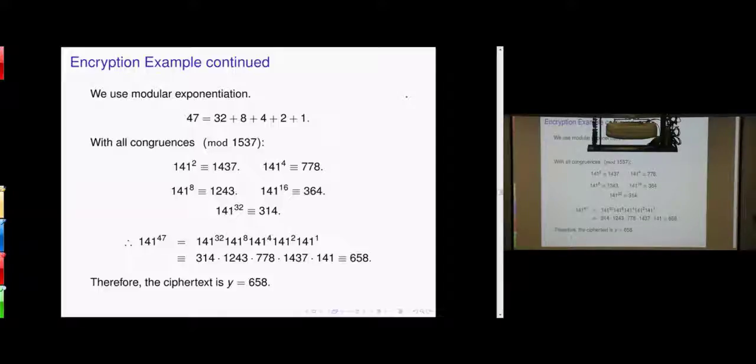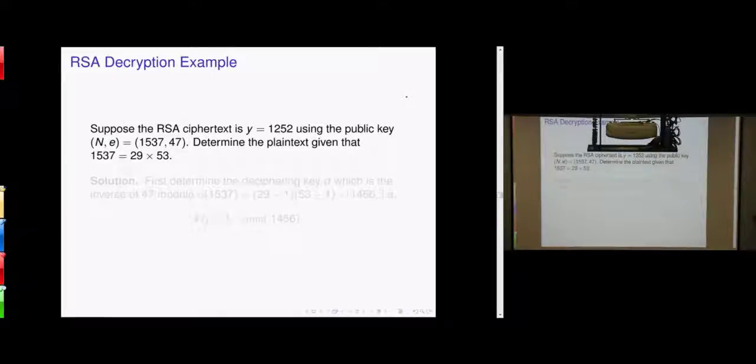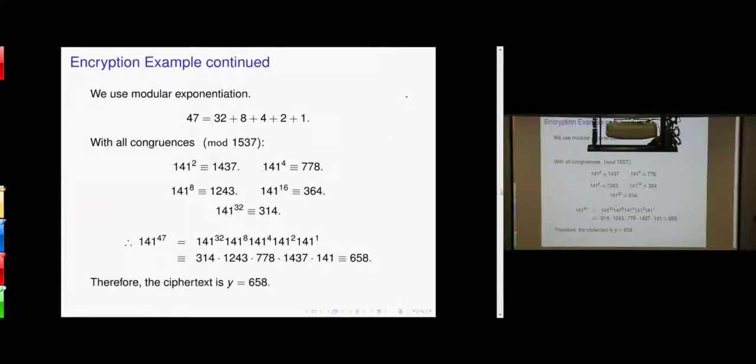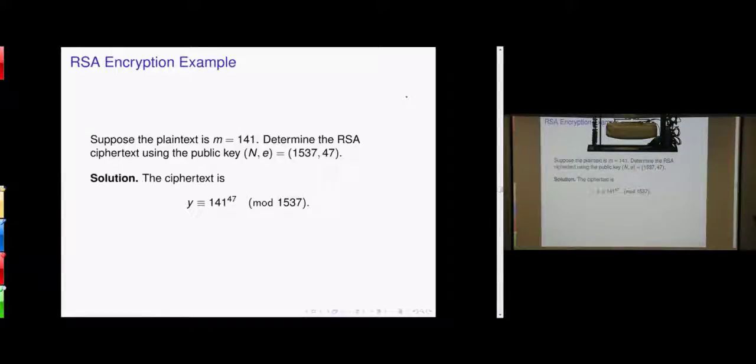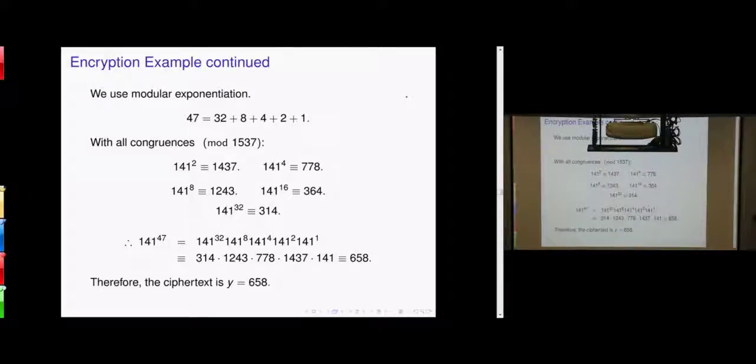But the method is clear, right? You want to send me 141. All you need to do is raise this to the power of E and calculate the remainder. And somehow the remainder is this. Send me this.